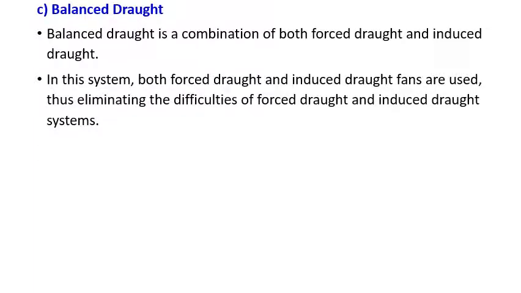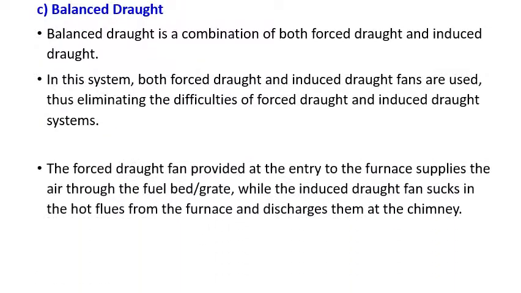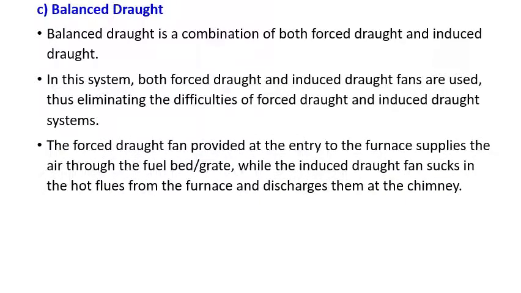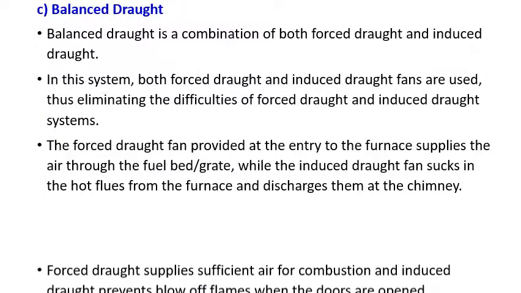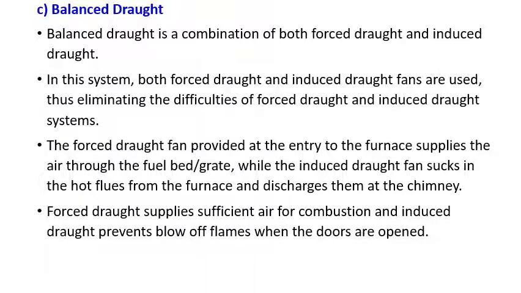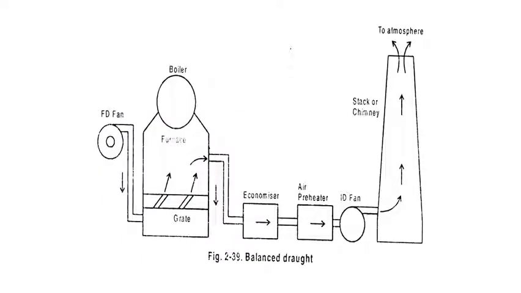Many boilers in the higher capacity megawatt range use a balanced draft system. The forced draft fan provides the entry to the furnace, supplying air to the fuel bed or grate, while the induced draft fan sucks the hot flue gases. So individually they are working to their capacities. Forced draft supplies sufficient air for combustion, and induced draft prevents blow of flame when the doors are open. Here you can see in the sketch the FD fan and ID fan, right? It will be a very smooth operation compared to the earlier ones.